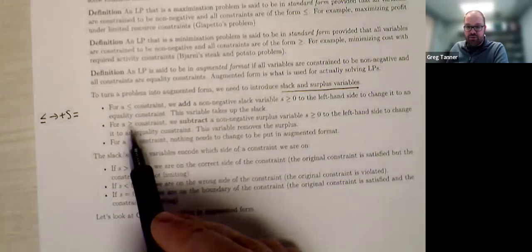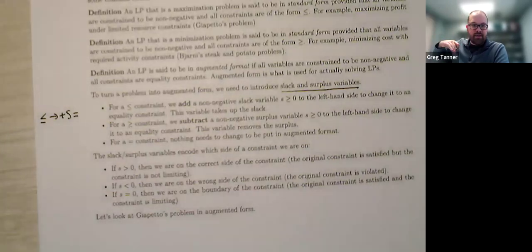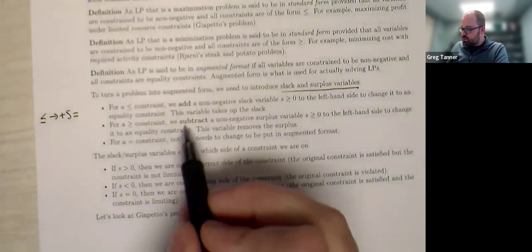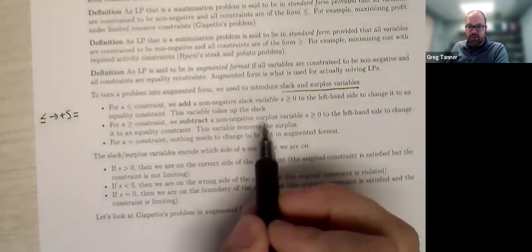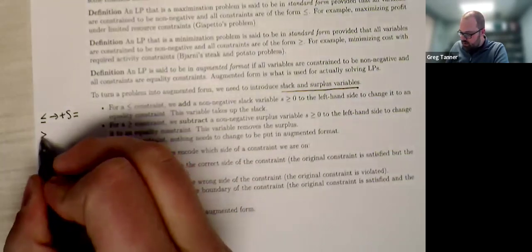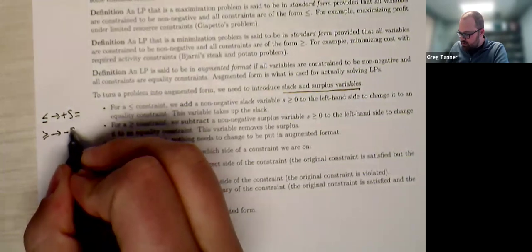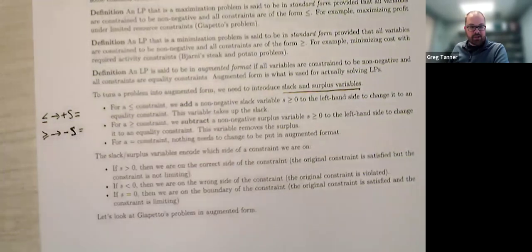If we have a greater than constraint, then we're usually above or at the boundary. If we're above that boundary, we've got some surplus. So we're going to subtract off a non-negative amount of surplus. A greater than constraint goes to, we subtract a surplus variable and change it into an equality. And if we have an equality constraint, we don't need to do anything to put it into augmented format. Later on, we'll deal with maybe having to add some extra variables even to our equality constraints to get started with the simplex method, but we won't worry about that now.